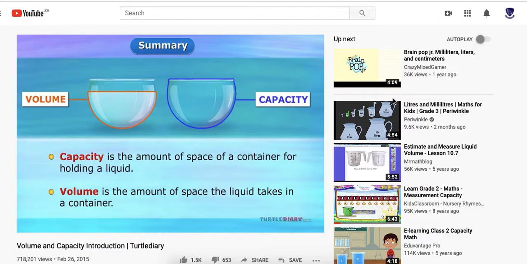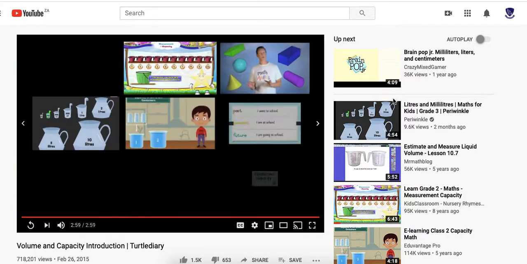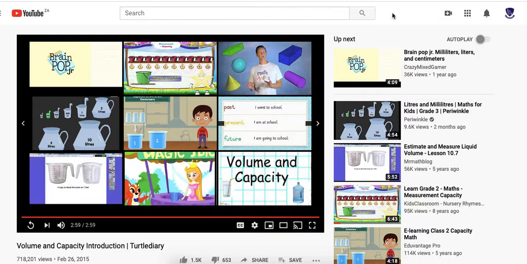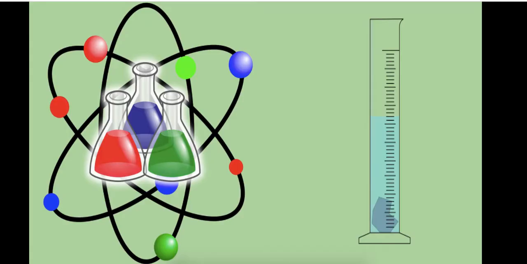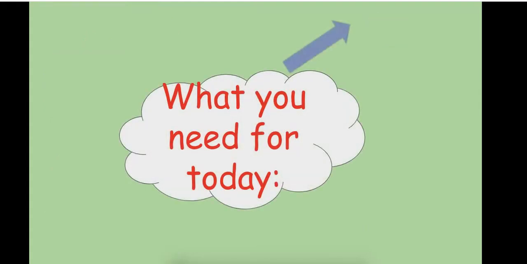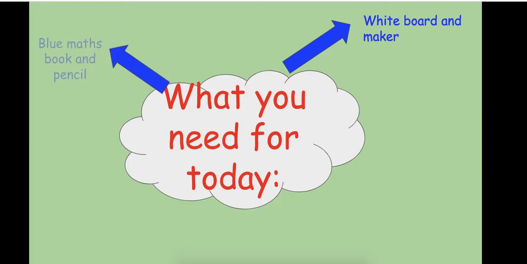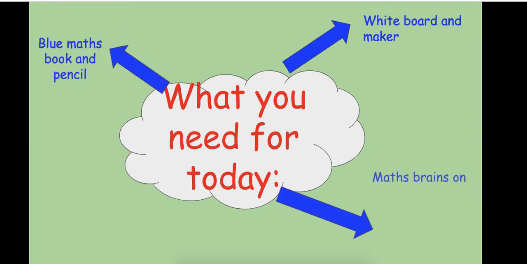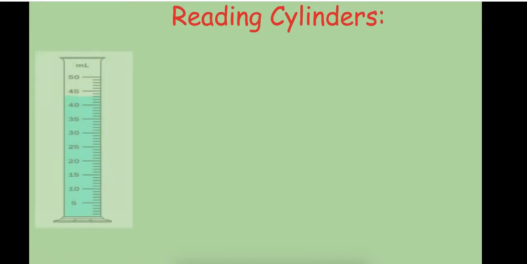Okay, so we've got capacity is the amount of space, and volume is the amount of space the liquid takes up. Okay, do you see that? So we've got different cylinders or different containers, but as long as they have the right graduations, it means that we all can get an accurate measurement. All right, what you need for today is your whiteboard and your whiteboard marker, your blue maths books, a pencil, and your maths brains on. So let's get cracking. Reading cylinders.